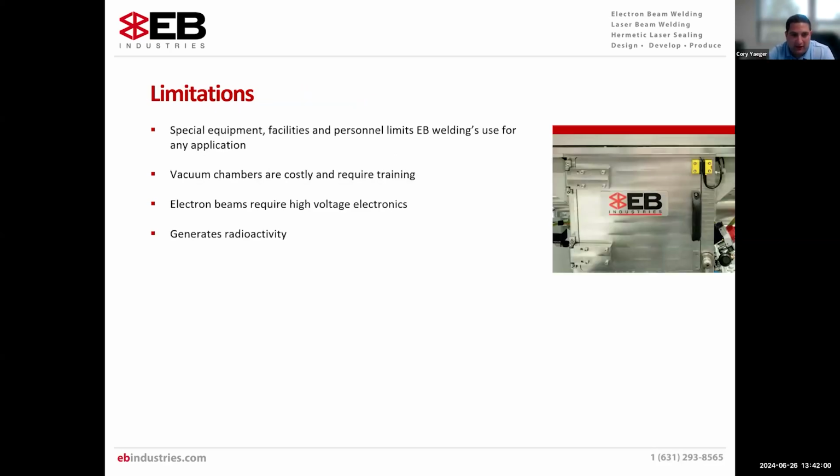Of course, with everything, there are limitations. Electron beam welding can do a lot, but it can't do everything. The biggest drawback to EB welding is the amount of specialized equipment, facilities, and personnel required. Vacuum chambers are expensive, complicated pieces of equipment that require maintenance and trained personnel to operate them. The electron beams need high voltage electronics, which have their own expenses and requirements. The beams also generate radioactivity while they are running, so the vacuum chambers have to be lead lined and other safety measures put into place to protect personnel during operations.